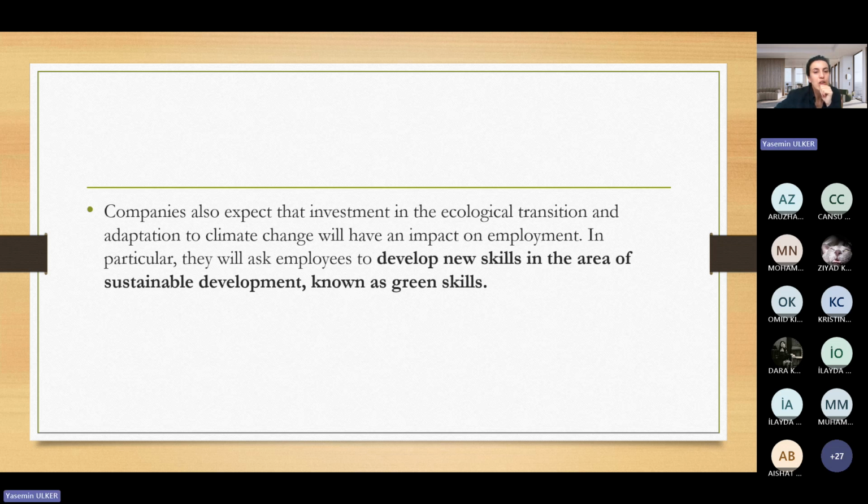And also, they will ask employees to develop new skills in the area of sustainable development, known as green skills. I'm not sure if you are surprised by that. Surprised by. Why? Yes, Sarah. Can you please explain what sustainable development means? Because I see that a lot, but I never understand exactly what it means.